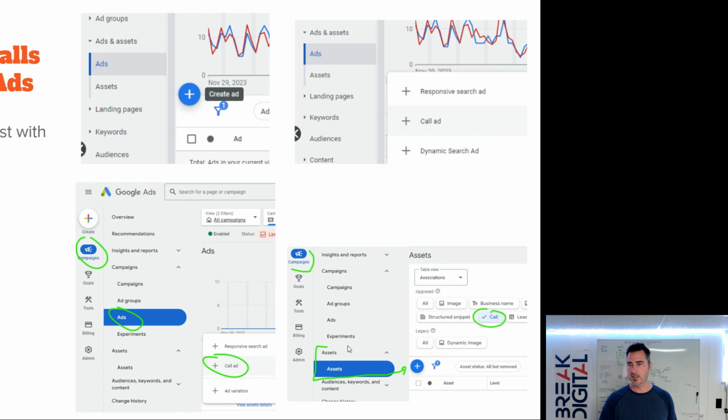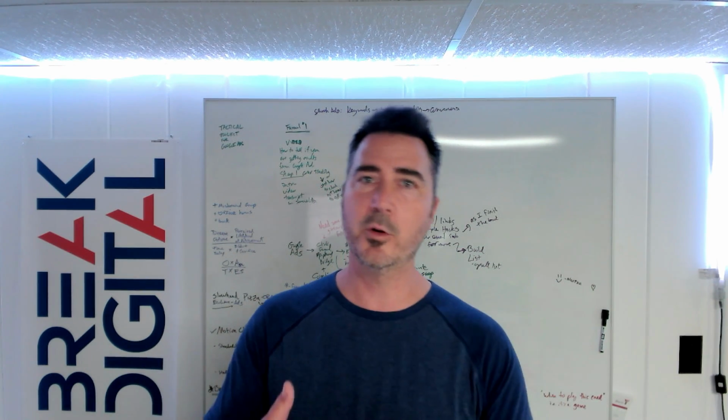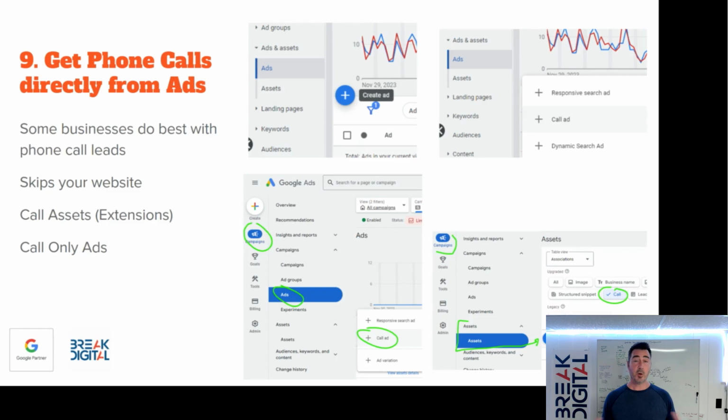So we're on campaigns, assets, and if you highlight or check the call category, you'll see the call assets there. You can create one with a +, put your phone number in the call asset. You can also link your Google business profile with Google Ads and pull the phone numbers in from the locations that way.